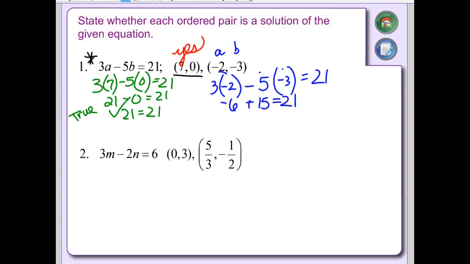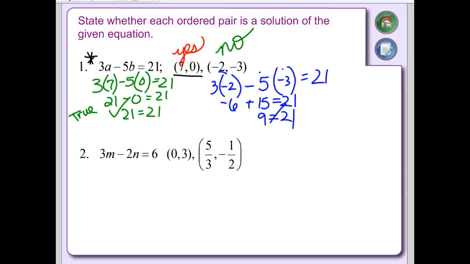Well, what's -6 plus 15? Yeah, you're right. That's going to be what? 9. Does 9 equal 21? Don't think so. 9 does not equal 21. So our second ordered pair, -2, -3, we would say no, is not a solution.